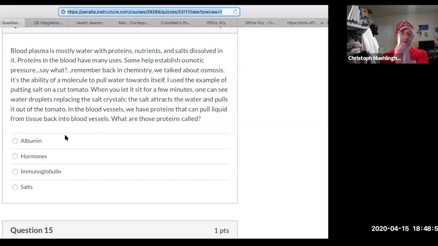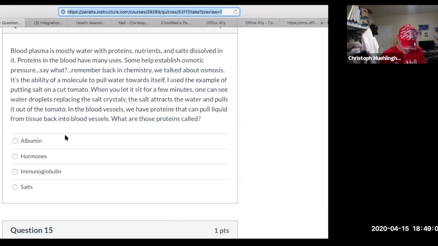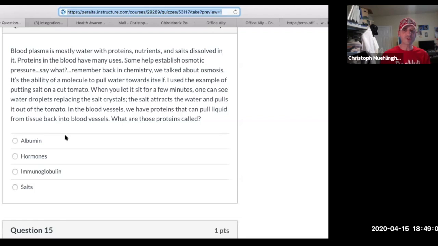First name. Jennifer is the first one. Albumin. Perfect. Thank you, Jennifer. How are you doing? I'm good. Thank you. Good. You're welcome. It's good to hear from you. It's actually a good system, so I get to hear from you guys a little bit.